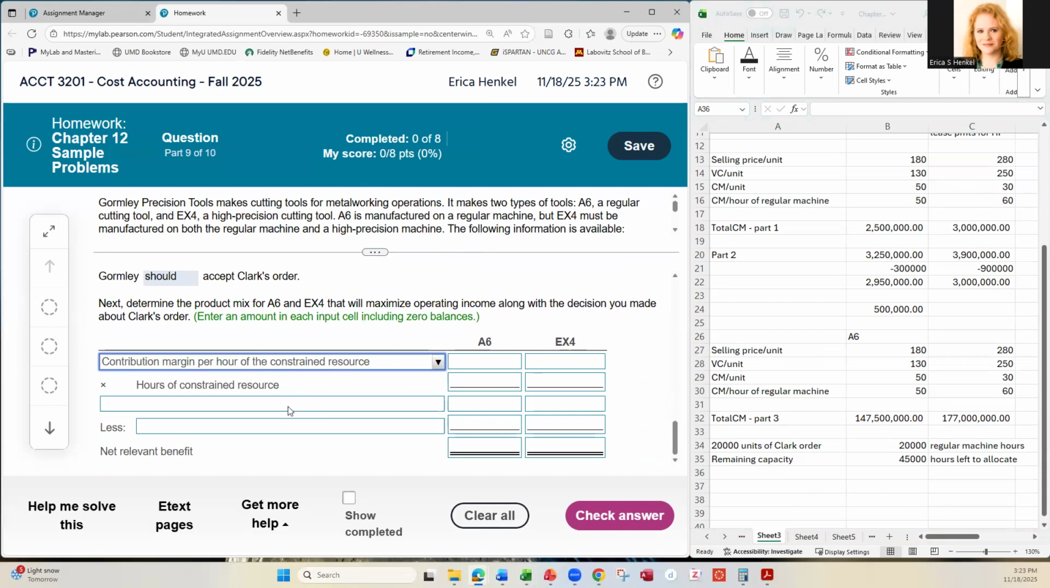margin per hour of constrained resource, and we are going to calculate our total contribution margin, and we are going to subtract out those lease costs. So this is exactly what we did before. Now we've still, once again, got the 50 and 60 for the contribution margin per hour, but our constrained hours are the remaining 45,000 hours. So now we want to figure out, of these two, which is the remaining.